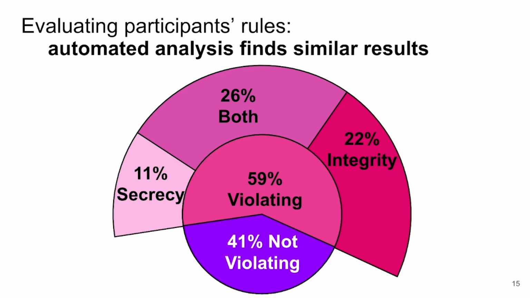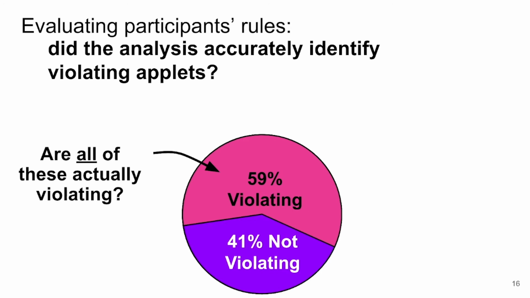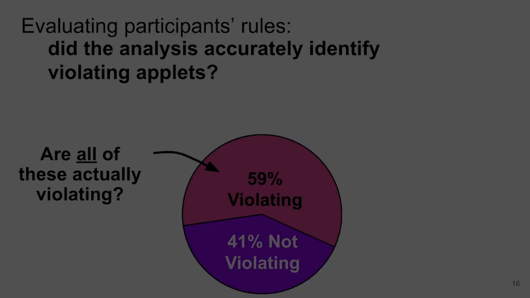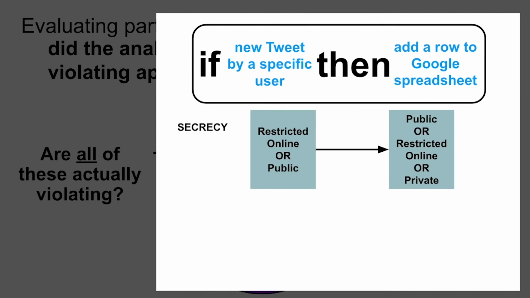So the next step was to use the context available in the applet titles and the results of our survey responses to evaluate whether the analysis accurately identified violating applets. We ended up finding that there are some rules that were determined to be violating based on the automated analysis that we would actually say are not violating. For example, in the rule, if new tweet by specific user, then add a row to a Google spreadsheet, the trigger, new tweet by specific user, could have the labels restricted online or public. The uncertainty between which of these two labels would actually be correct contributed to the rule being deemed violating.